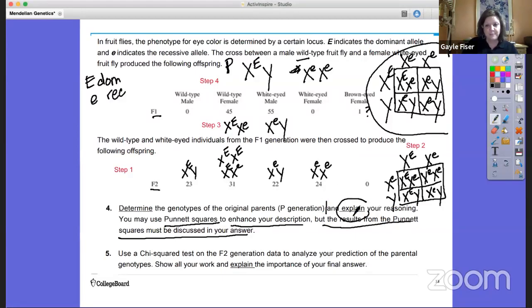Now, what's our next part? Use a chi-squared test on the F2 generation data to analyze your prediction of the parental genotypes. So we're going to use F2 information, okay? And all these are different. Yes, they are. Okay, and then we'll show all our work. So I'm going to flip to the next page, and that's where we're going to do our chi-square. I have all of this there also.